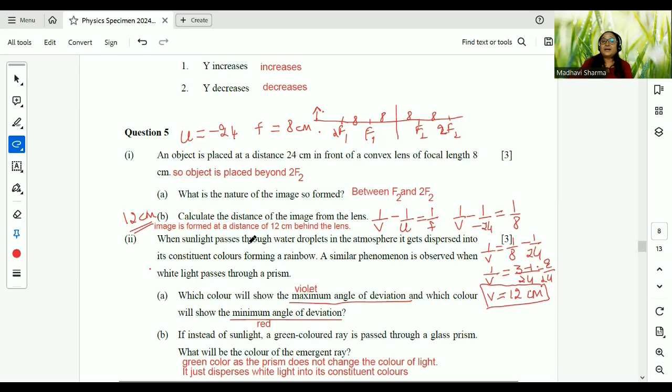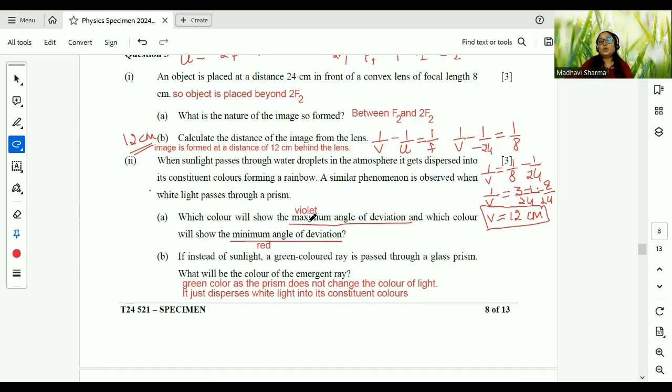When sunlight passes through water droplets in the atmosphere, it gets dispersed into its constituent colors, forming a rainbow. A similar phenomenon is observed when the white light passes through a prism, of course. Which color will show maximum range of deviation? Violet. Which color will show minimum? Red. I mean, it's easy, you know this.